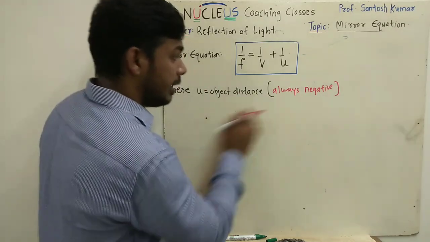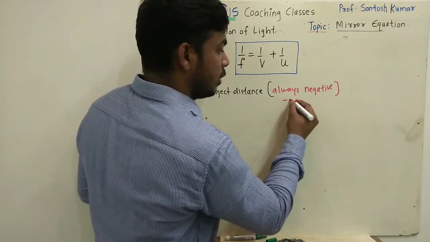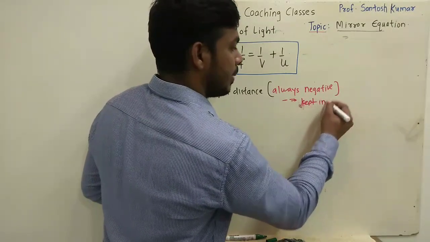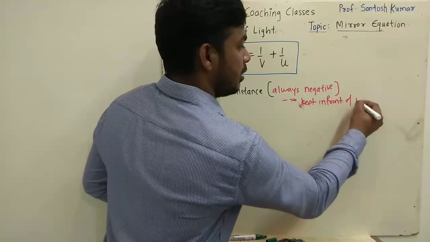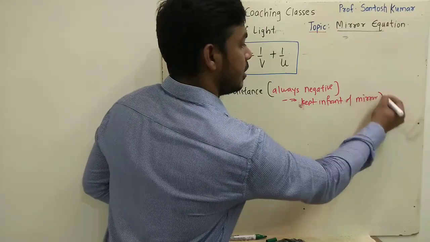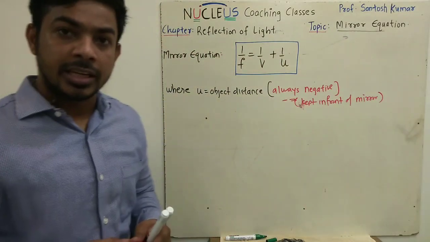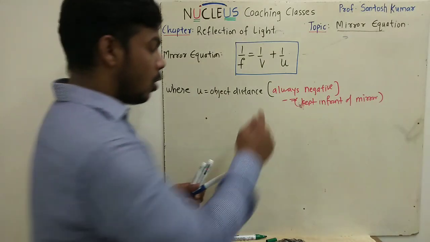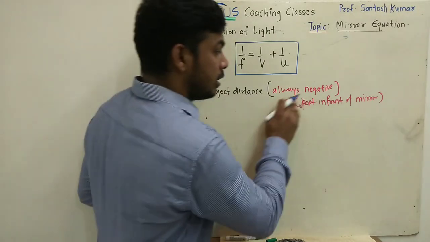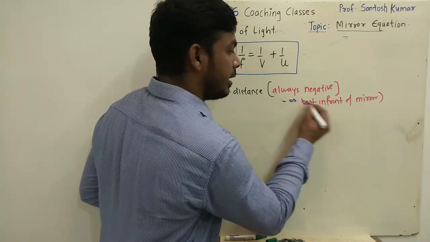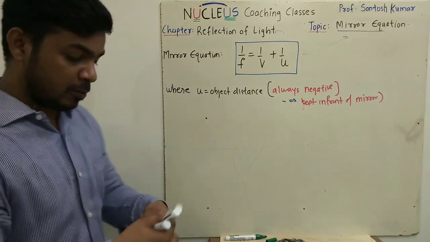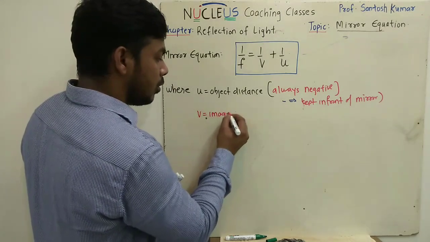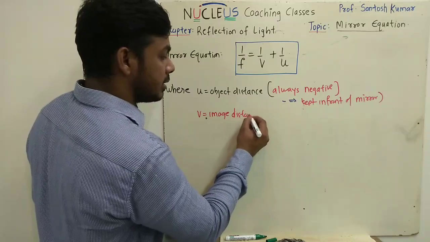So an object is kept in front of a mirror at a distance of 20 centimeters, then also u is negative. So here always negative sign indicates that it is kept in front of mirror. It is very important. So negative sign has got some significance over here, that whenever I say u, it is called as object distance, always taken as negative. And what is the significance of negative sign over here? That it is always kept in front of mirror. If I talk about v, it is called as image distance.